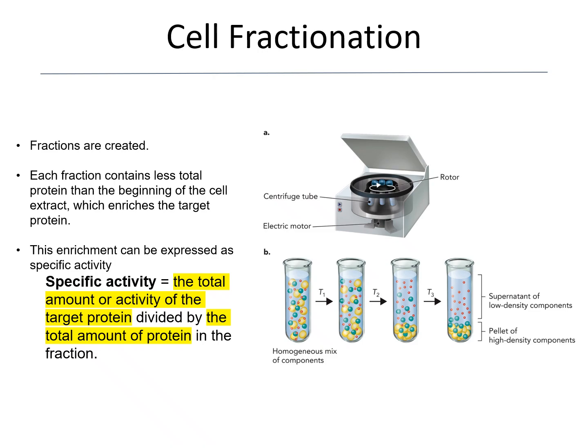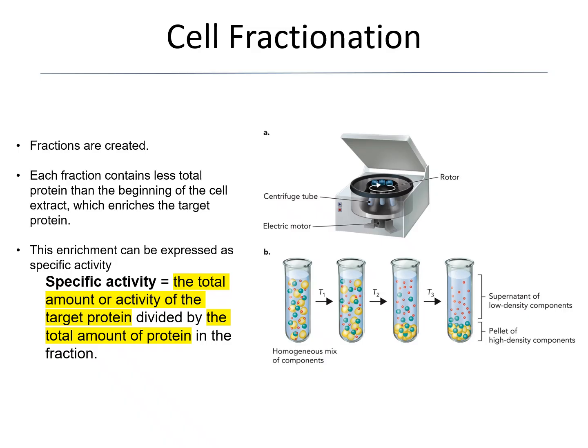So during the protein preparation process, every time you can apply centrifugation, so that you can separate your target protein from all other impurities. And then each fraction contains less total protein than the beginning cell extract. But in the meantime, you enrich the target protein, okay, and that's called cell fractionation. And the enrichment can be expressed as the specific activity. So that means the specific activity is the total amount of activity of the target protein divided by the total amount of protein in the fraction.